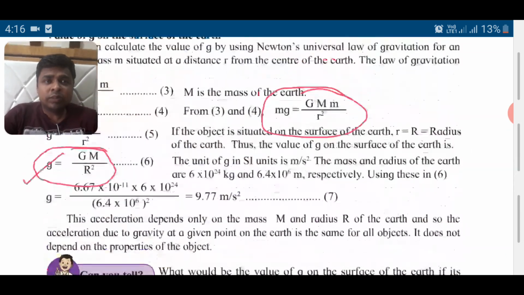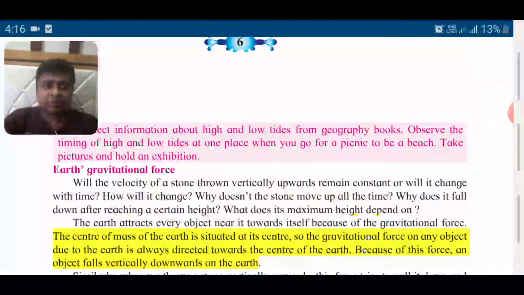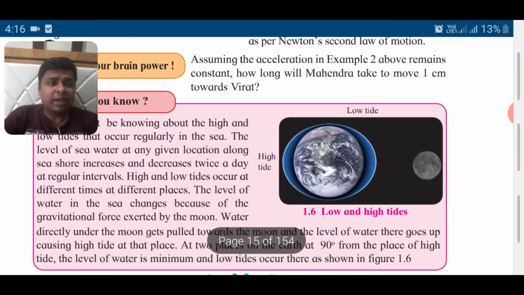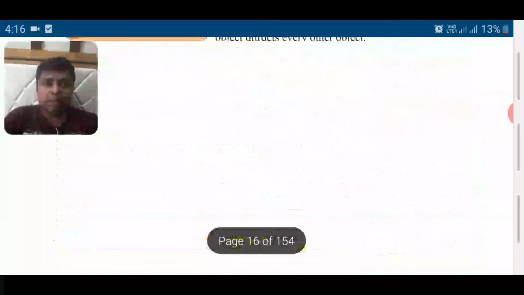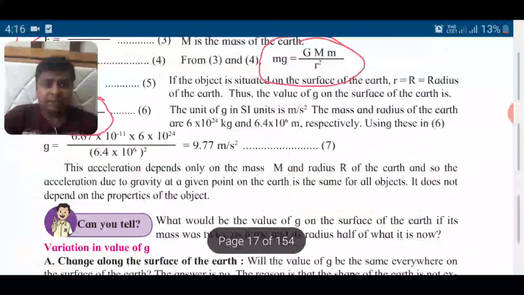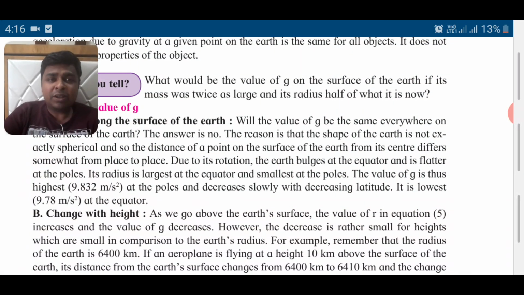If we consider this as the Earth, you can see the equator, the horizontal equator. Wherever the high tide is, that part has a bulge. Because of the bulge, the Earth is uneven. It is not a completely perfect sphere, and that's why the value of g changes.